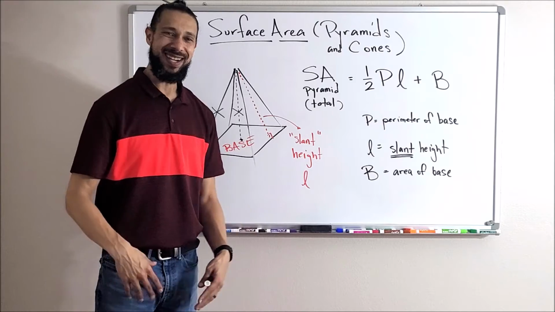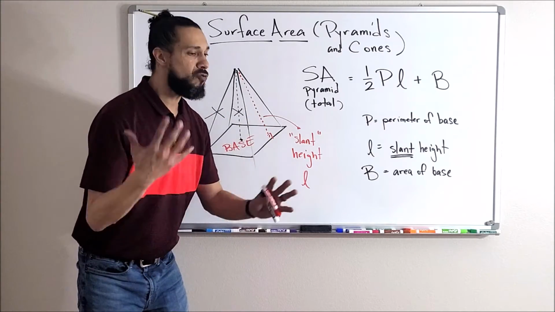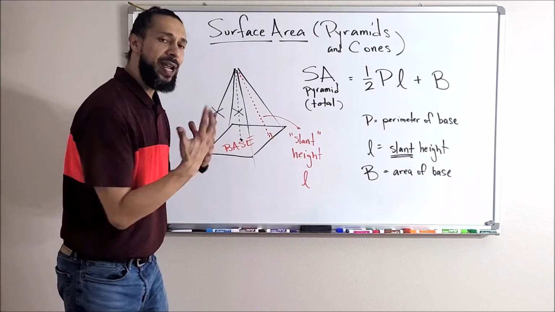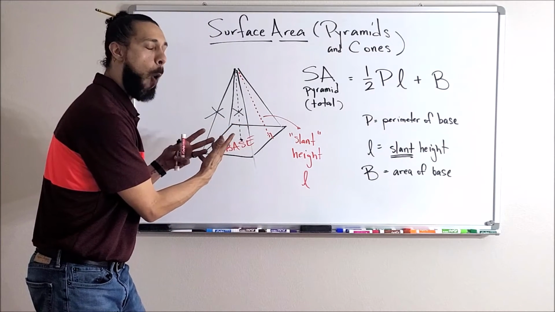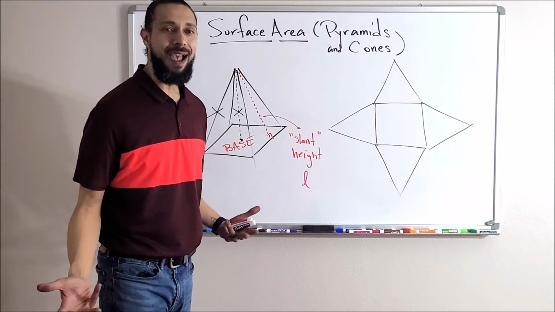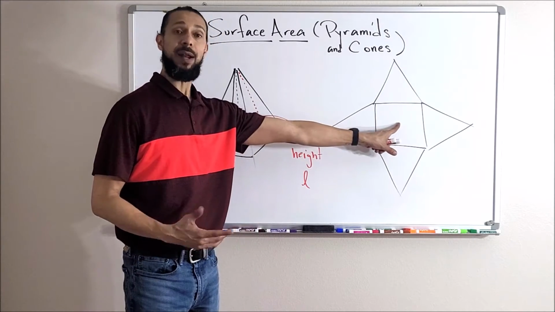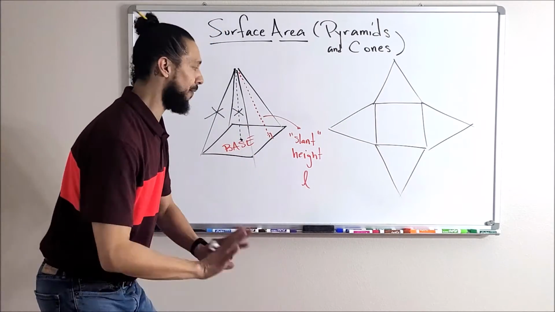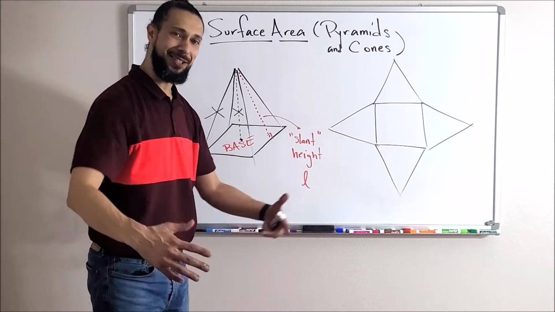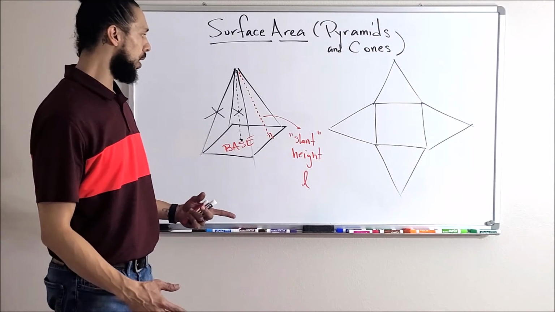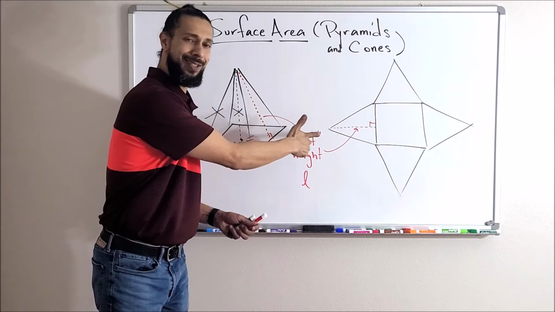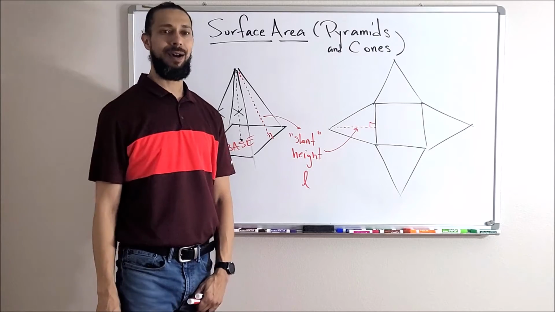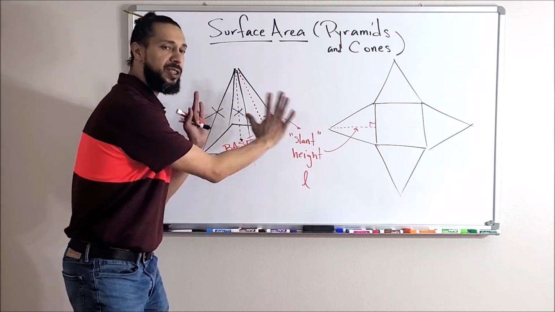Now, I ain't forget about you guys that don't really do formulas. If you don't really do formulas, think about breaking this pyramid down. If you broke a pyramid down, wouldn't you have the base that it was sitting on and a bunch of triangle faces that laid down from the base? So, wait a minute. Isn't that the same slant height from the face of the pyramid when it was standing up?